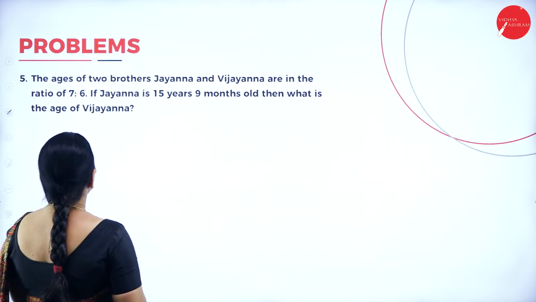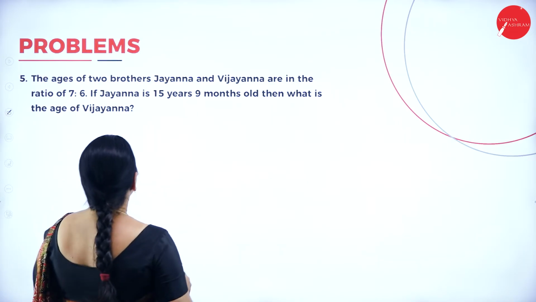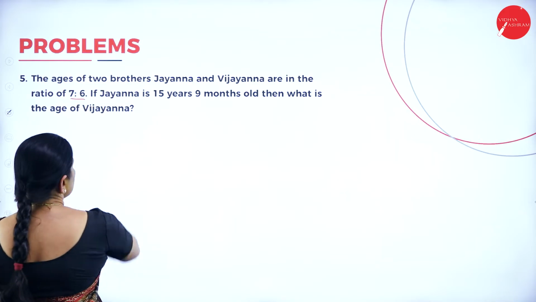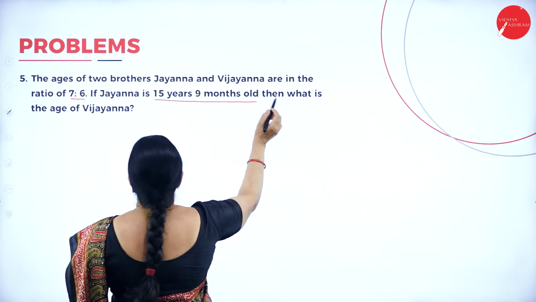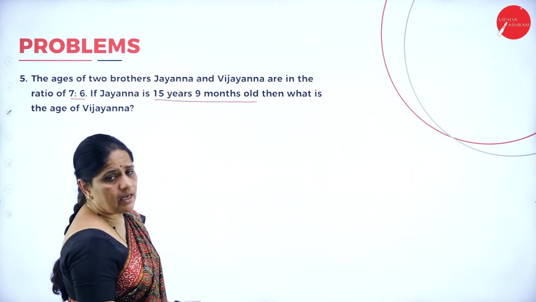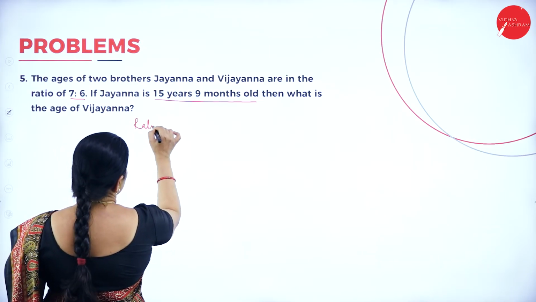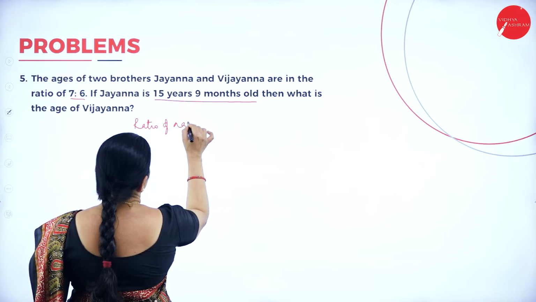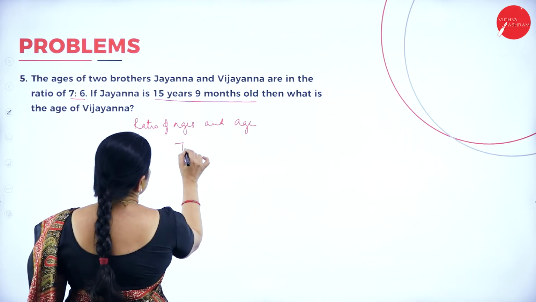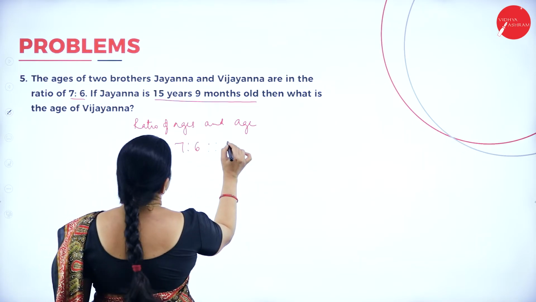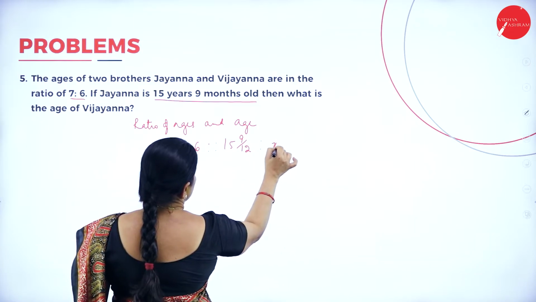Then the next problem. The ages of two brothers Jayanna and Vijayanna are in the ratio of 7:6. If Jayanna is 15 years 9 months old, then what is the age of Vijayanna? So they have given us the ratio of the ages and age. So 7:6 is as to 15 years, 9 by 12 is as to x.